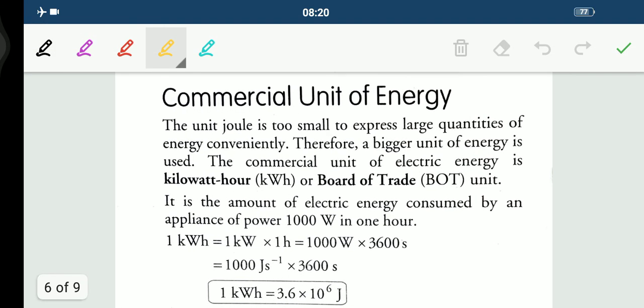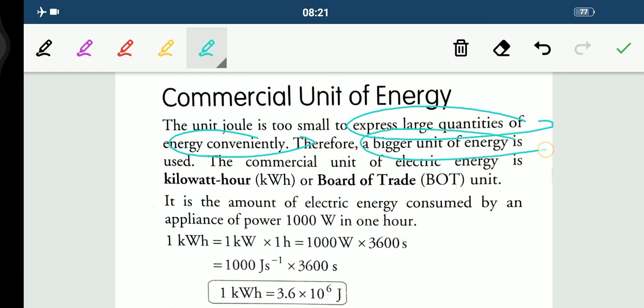Okay. Now we know na, every unit is expressed in larger quantity. So here the unit joule is too small to express large quantities of energy conveniently. So what we have to do? Therefore, a bigger unit of energy is used, and that is kilowatt hour, or we can also say it as board of trade unit. Okay?